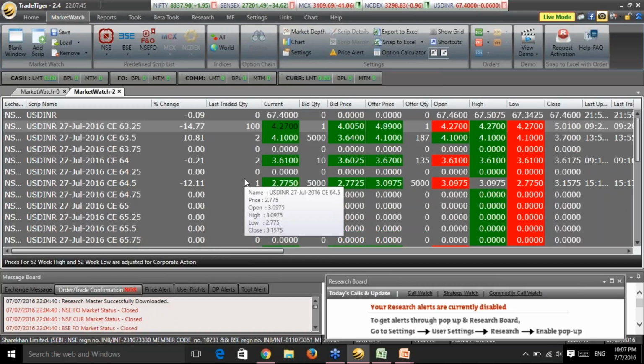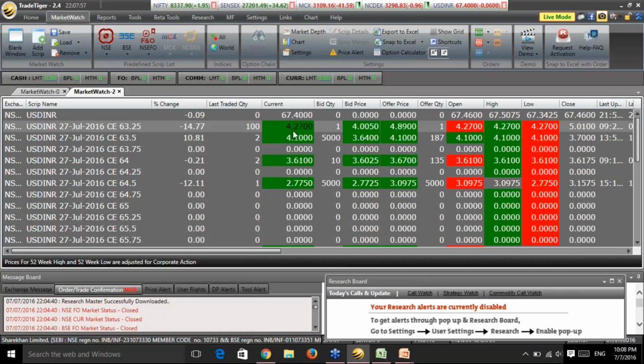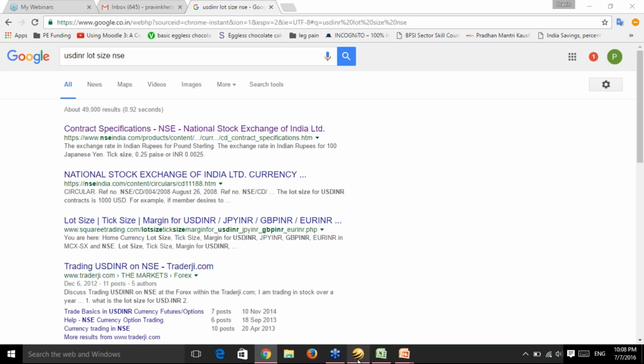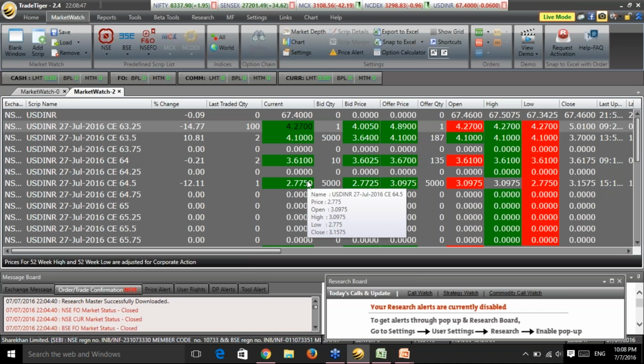Now, the lot size is 1000 units. Okay. $1,000. Now, the current price is, I guess I have to check it, cross confirm what's the lot size. Hold on for a second. The lot size is $1,000.